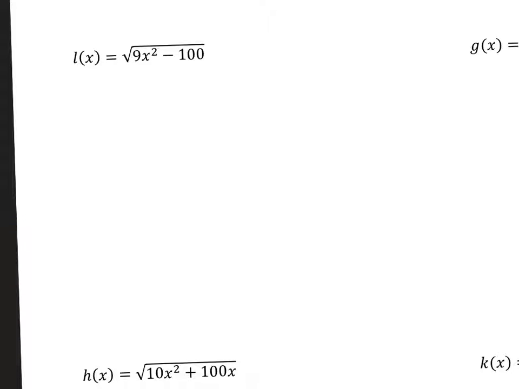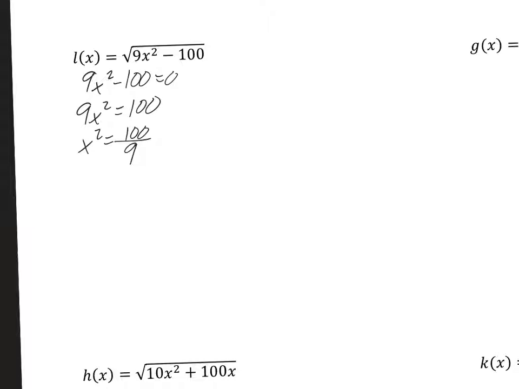Okay, so part 2. Looking at this first one, I'm just going to take what's on the inside, so 9x squared minus 100, and set that equal to 0. Now, if I wanted to solve this, I would add that 100 to both sides, so now I have 9x squared equals 100, and then I would divide them both by 9, so I have x squared equals 100 divided by 9.